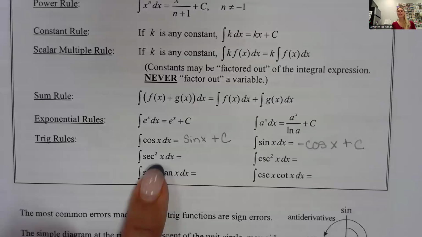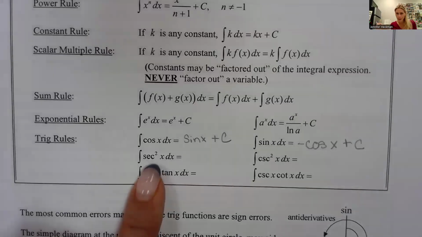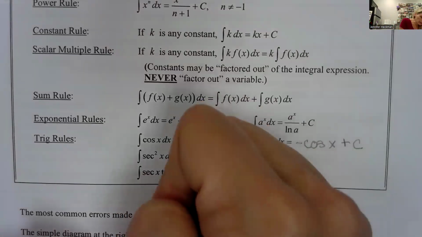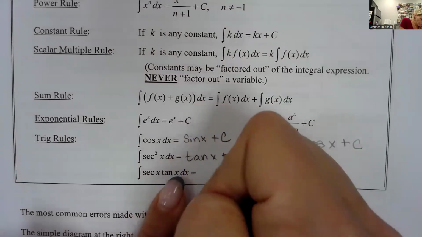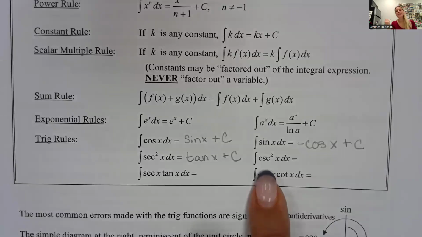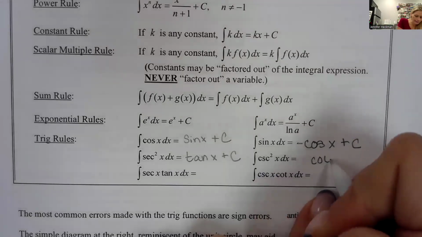The integral of secant squared. What trig function, when you take the derivative, gives you secant squared? Well, hopefully you're telling me tangent. What trig function, when you take the derivative, gives us cosecant squared? Hopefully you say cotangent, and then you realize, wait a second.